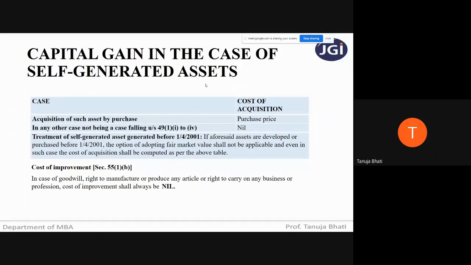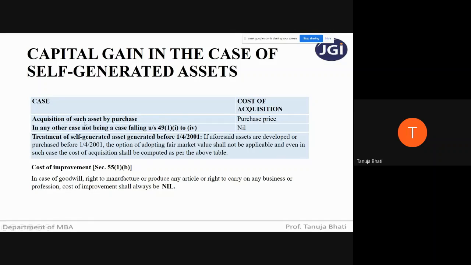Tenancy rights, you can say. Trademarks, brand name. Right to manufacture or produce some article or thing. Right to carry on any business or profession. So those are assets that you have generated by yourself. So what is the capital gains in case of self-generated assets? So again, we know that there is cost of acquisition.